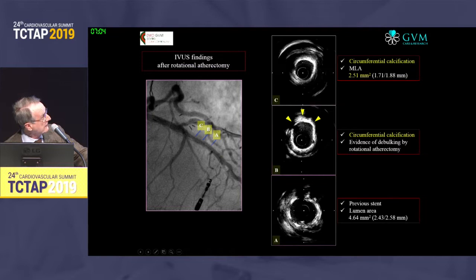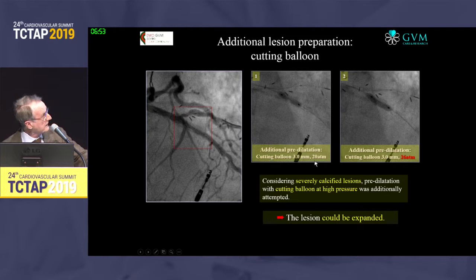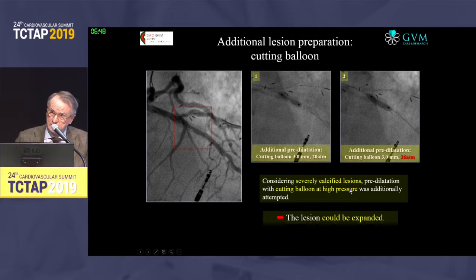An alternative, if a high-pressure balloon does not work, is a high-pressure cutting balloon. By that I mean a cutting balloon at 20 atmospheres. It's not certified, but it works pretty well. One thing to keep in mind if you do that: you have to do IVUS and be sure that you are not oversizing your device.